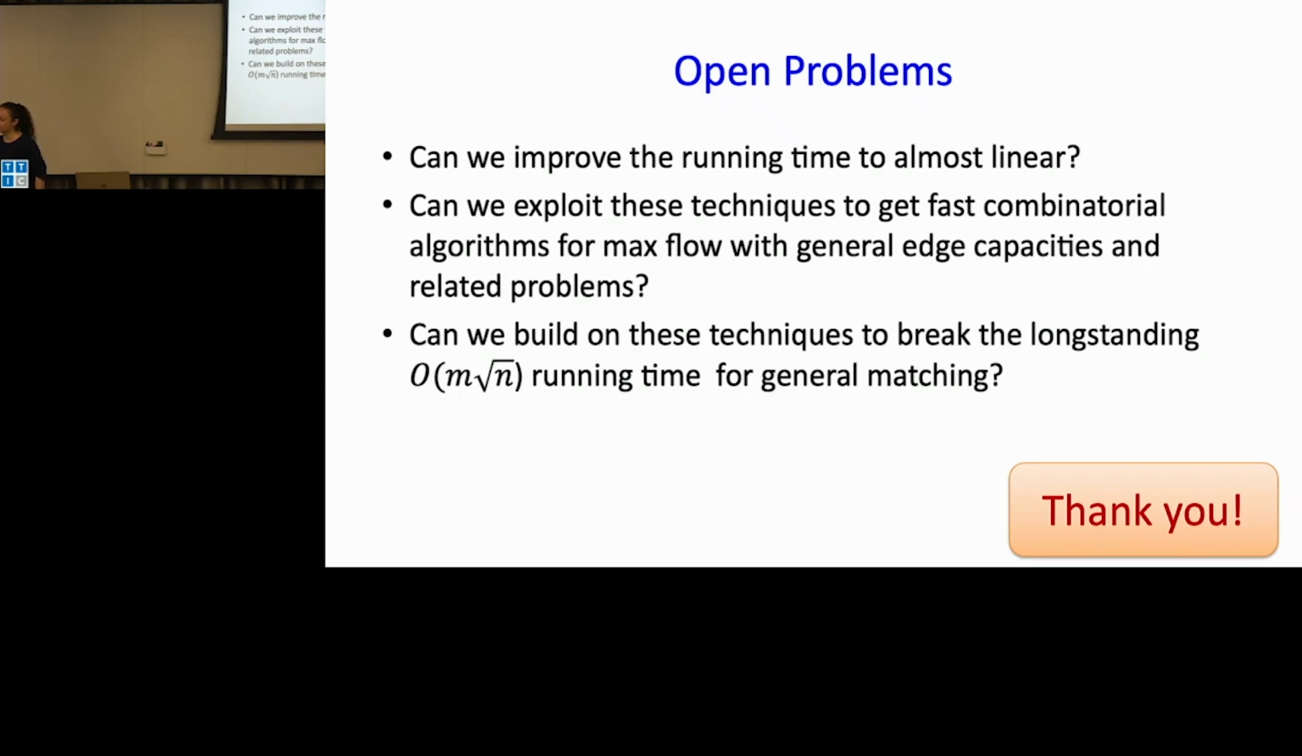Is there a combinatorial interpretation of that convex program if I try to look at it in a primal dual way, even if I don't know how to implement it fast? First of all, I don't know, but people who do know say no. I don't think so.